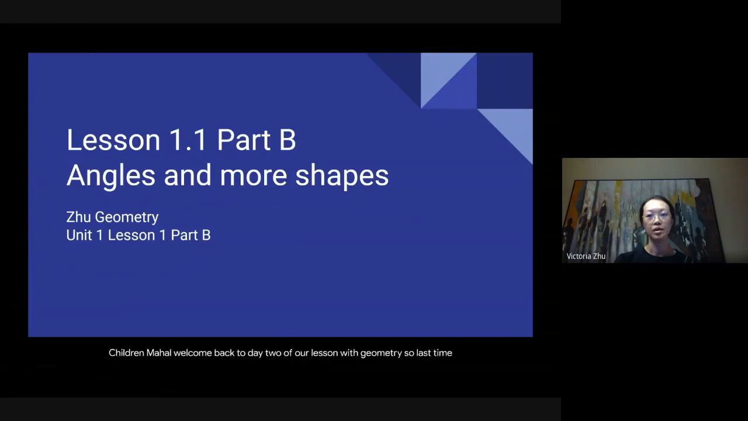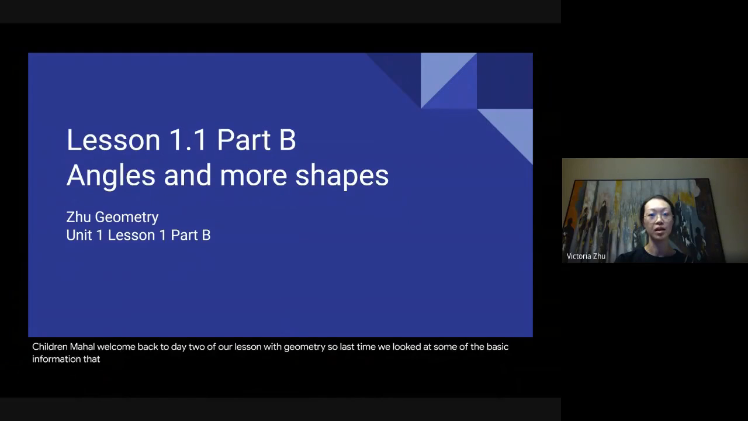So last time we looked at some of the basic information of polygons and different shapes. And so we're going to dive in a little bit deeper in that same learning target to learn more about shapes, particularly triangles and quadrilaterals. Also looking into the parts a little bit more as well, like angles.